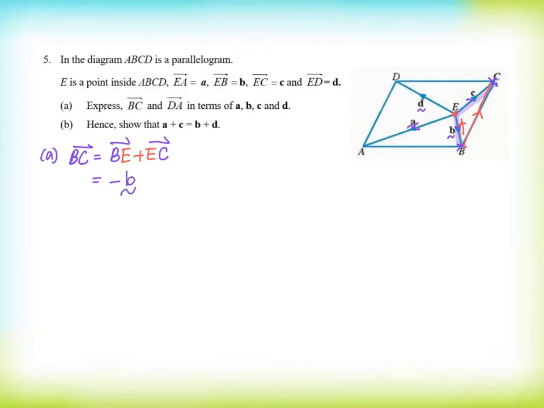Remember to put the roller skates. Without the roller skates, this will be an algebra. The whole question will be considered as wrong. Then now I'm going to move on to EC. EC is in the same direction given, so it's just the vector c. Hence, this will be the answer. Now, how do I find DA?